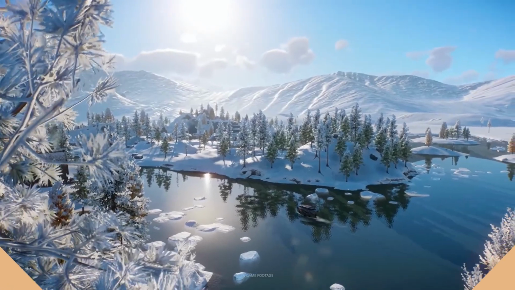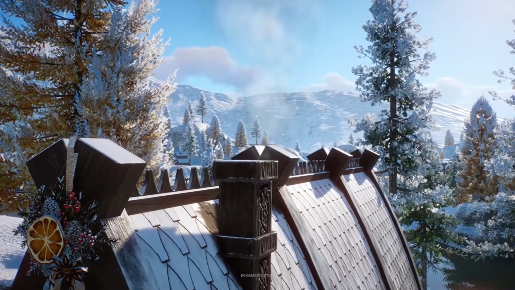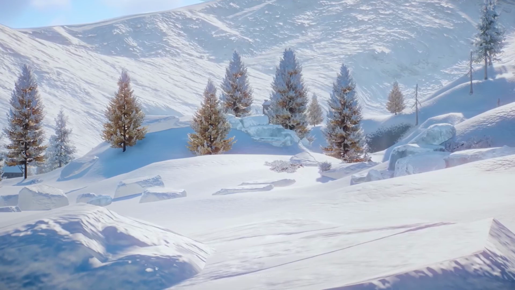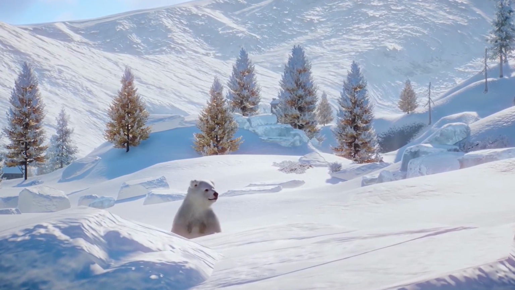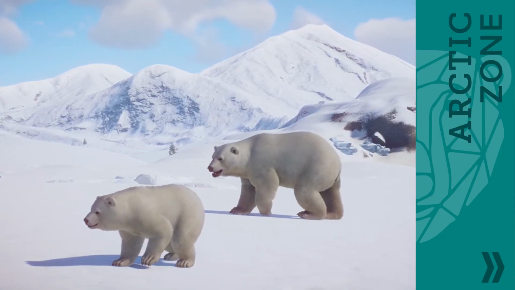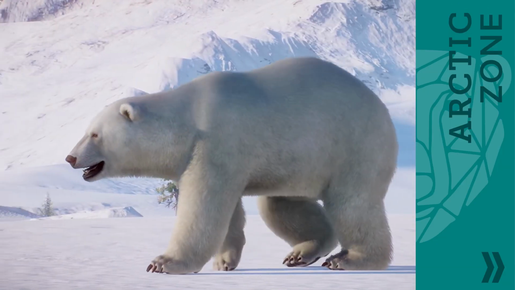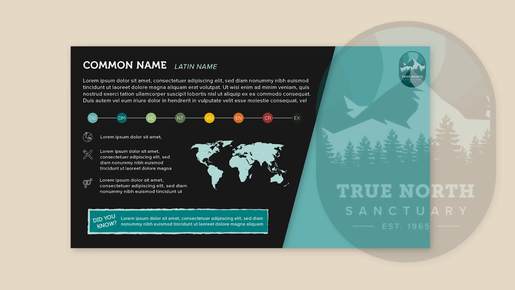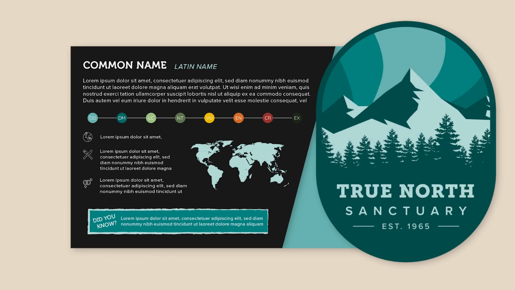First, we'll be putting together an educational sign for an animal that will eventually make its way to True North Sanctuary, the polar bear. This probably doesn't come as a surprise to anyone since it's the animal featured on the sign for the Arctic zone. In this case, I do already have a template which I created alongside the True North Sanctuary logo. If you're interested in learning more about how I do this, make sure to leave me a comment below.